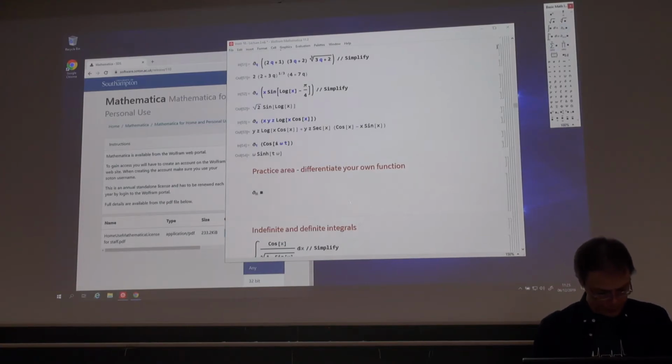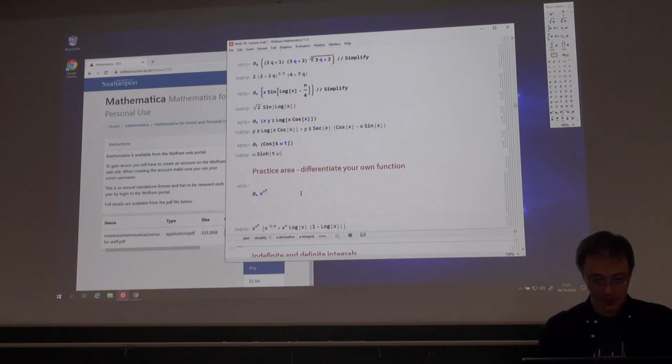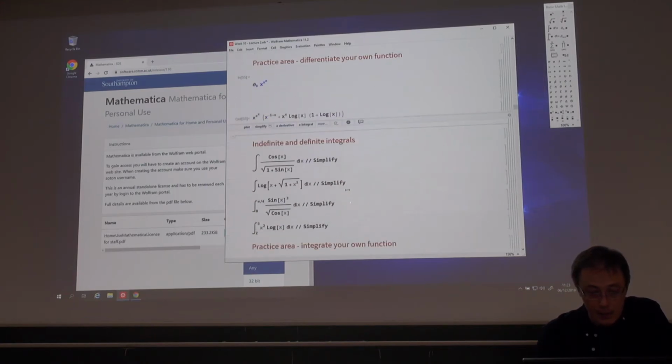So derivative with respect to x of, for example, x to the x to the x. Now, doing that by hand is interesting. We wouldn't even know where to begin in many cases, but there you go, that's the big one. So differentiation is algorithmic. Any sufficiently well-behaved function will have a derivative.